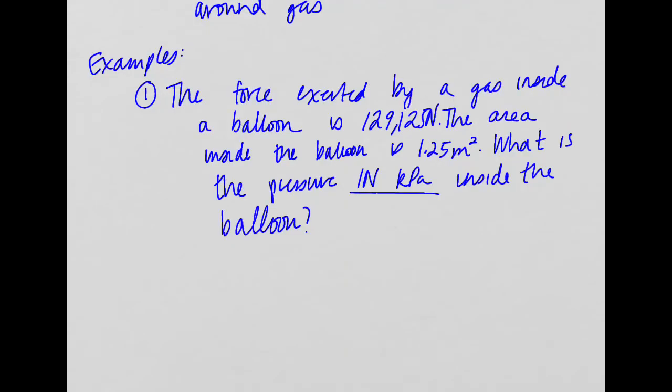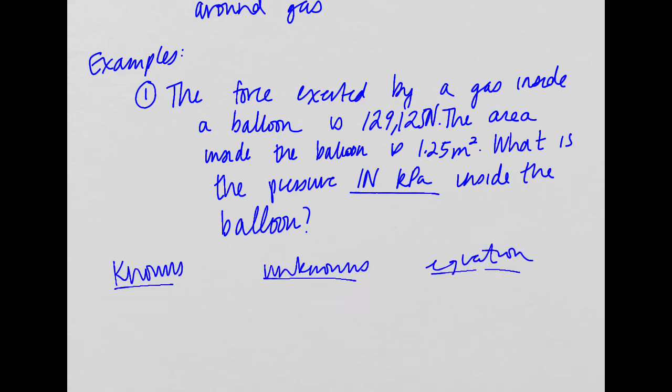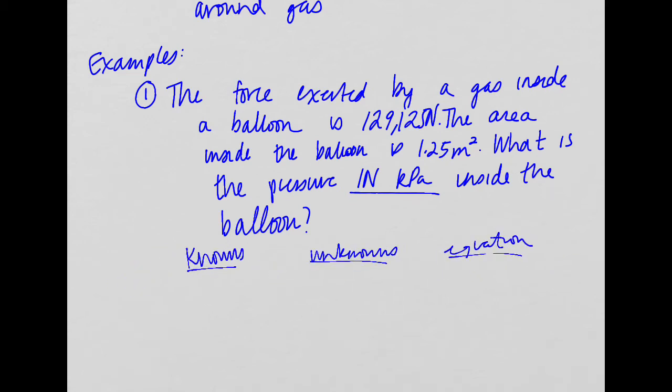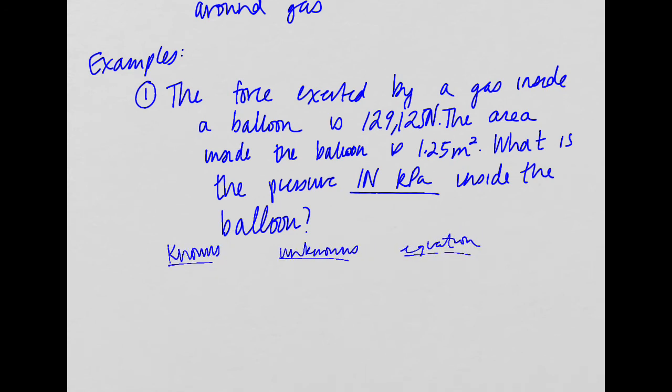All right, so here is our example problem. The force exerted by a gas inside a balloon is 129,125 newtons. The area inside the balloon is 1.25 meters squared. What is the pressure in kilopascals inside the balloon? What we're going to do is write down our knowns, unknowns, and our equation, like we will every time in all of these problems.